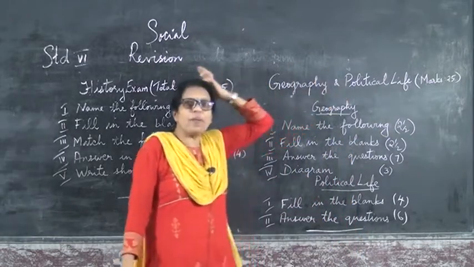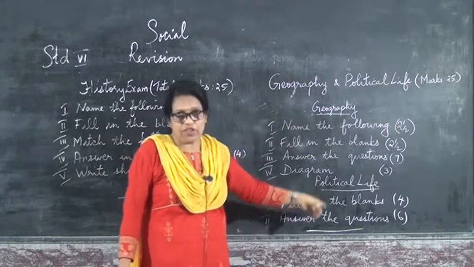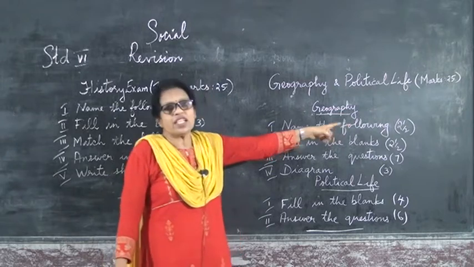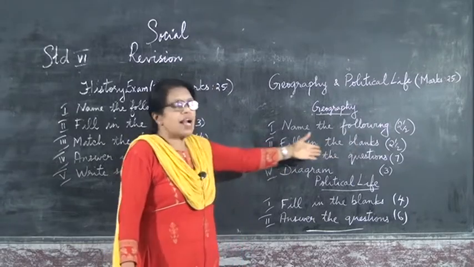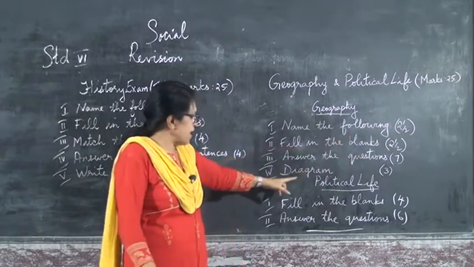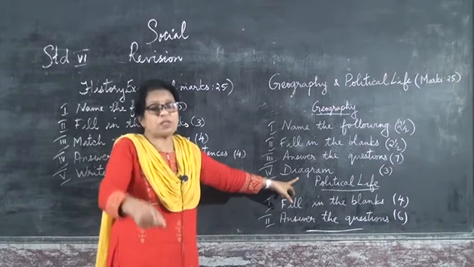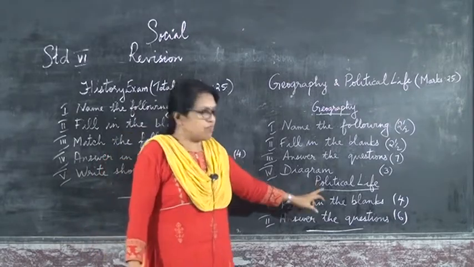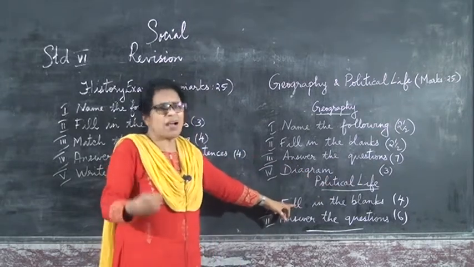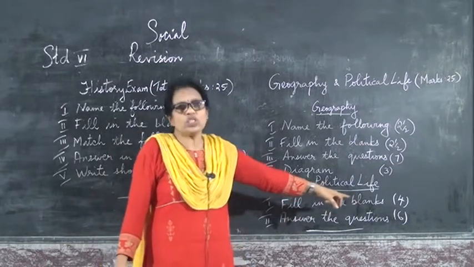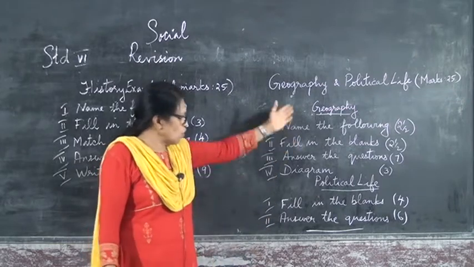Then your geography and political life question paper, where both share 25 marks. It has 5 name the following, half mark each. Then 5 fill in the blanks, half mark each. Then answer the question, 2 or 3 short answers. Diagram is very important in geography, and I'll explain what diagram will come. Then political life has 8 fill in the blanks, 4 marks, half mark each. Then answer the question, 2 or 3 short answers. This is the model of your geography and political life, total 25.